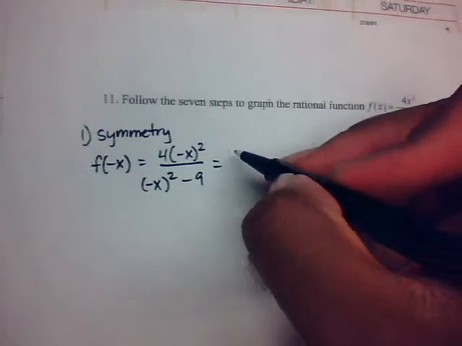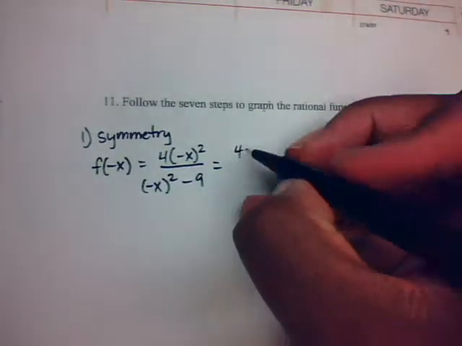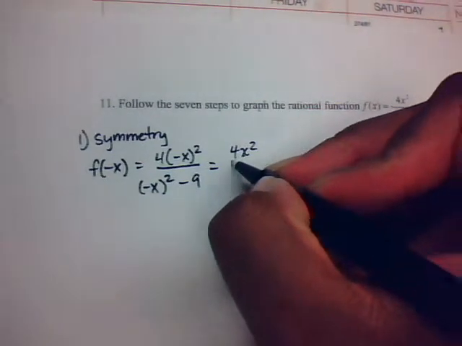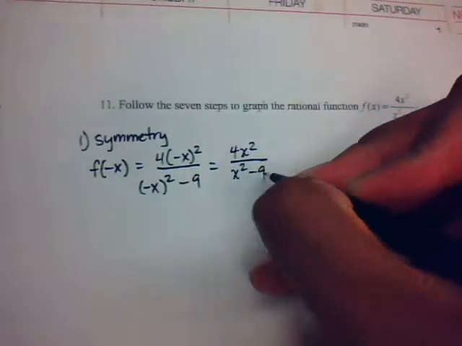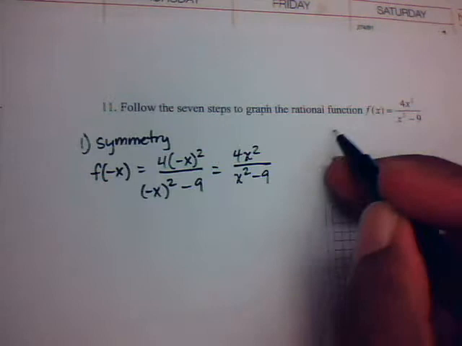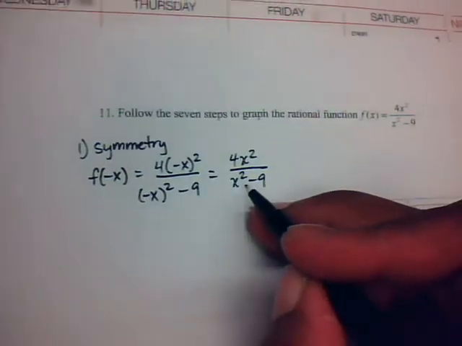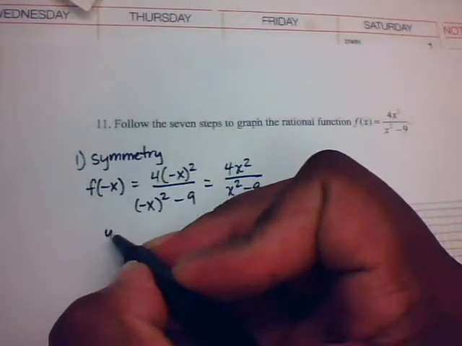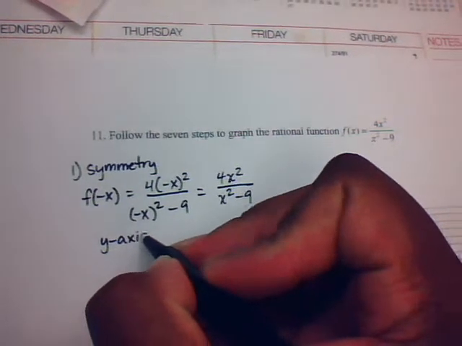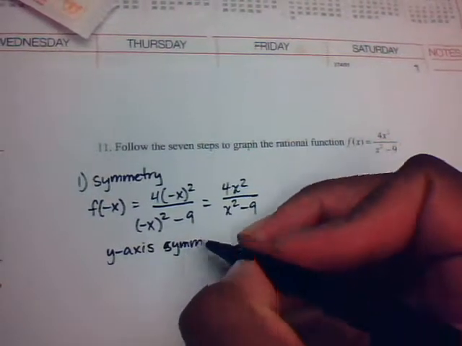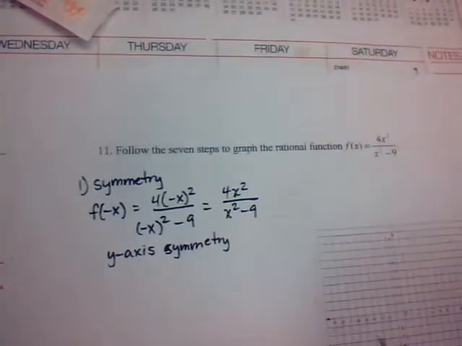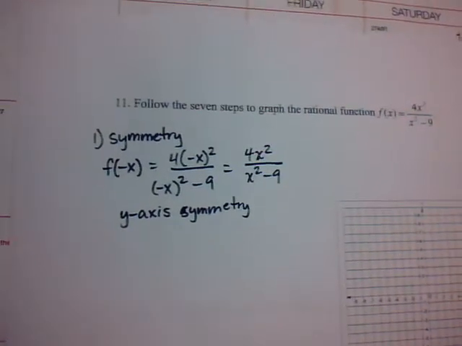So if we simplify this, negative x squared will be x squared. And the same thing here, negative x squared will be x squared minus 9. Notice I got the original equation that I started off with. So that means that this rational function has y-axis symmetry. That means it's going to be symmetric about the y-axis.